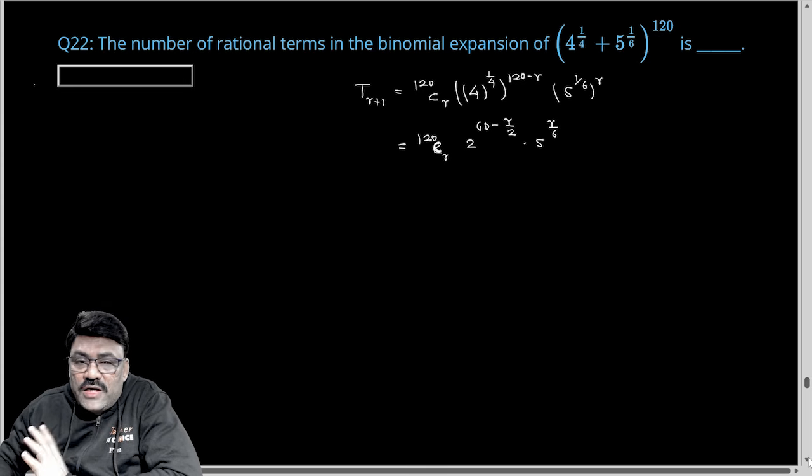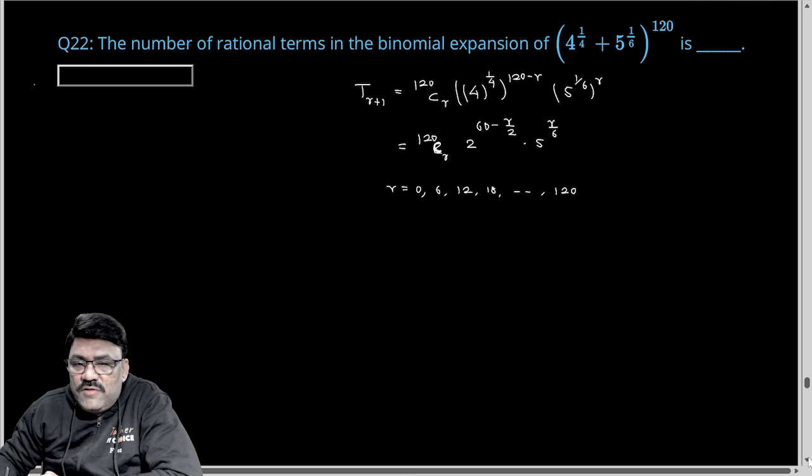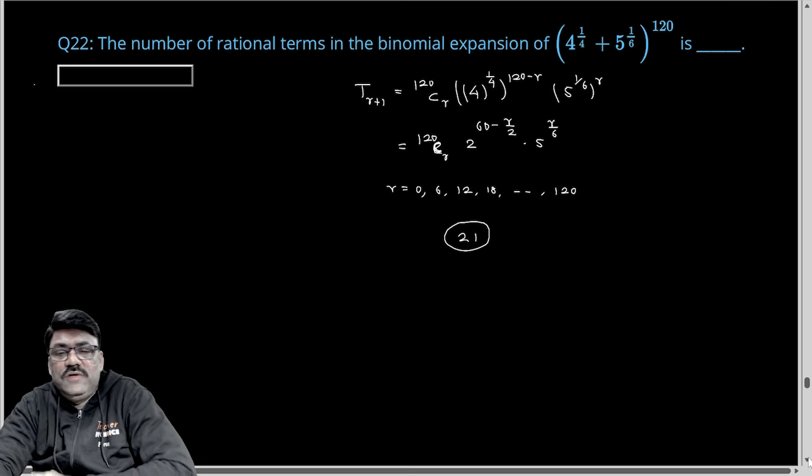Now since you need a rational term, your term will be rational only when r is a multiple of 6. r should be a multiple of 2 as well as a multiple of 6. So r must be a multiple of 6. So r can be 0, 6, 12, 18, and at most r can go up to 120. So how many terms you have? 6 into 1, 6 into 2, actually you have total 21 terms. The number of rational terms is 21 here.